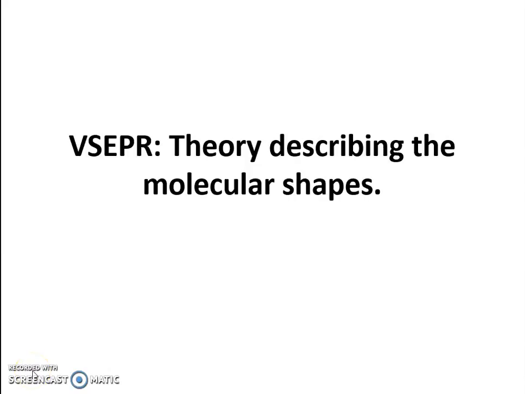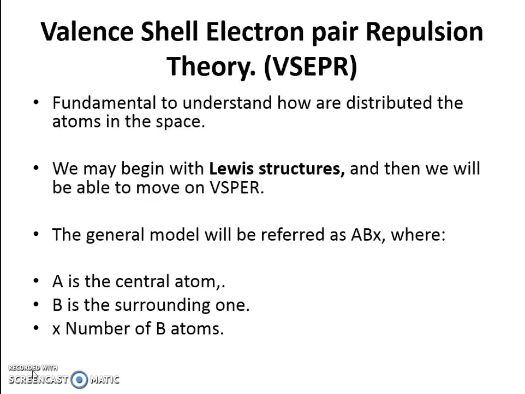Hi guys, we'll talk about molecular shapes today. And this is explained by the theory that is named VSEPR. What does it mean? VSEPR means valence shell electron pair repulsion theory. And it's fundamental to understand how the electrons are distributed in space. The electrons in space will determine also how the atoms are distributed in space.